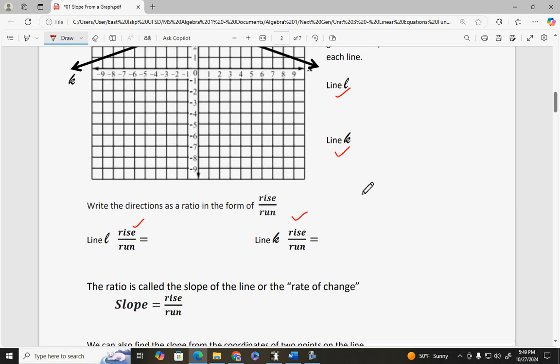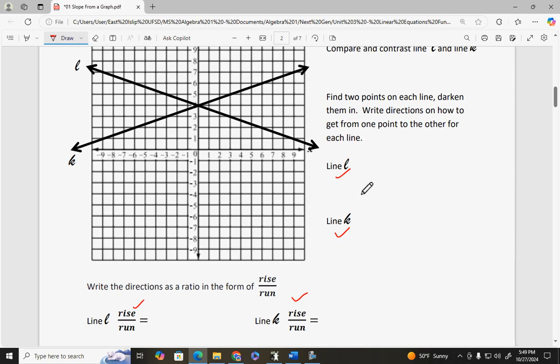So I'm going to be honest with you. I'm going to take a shortcut. I'm just going to go straight to writing it as a ratio. You understand how to write the ratio now, right? How much you go up is the top number and how much you go over is the bottom number. So let's go do line L first.